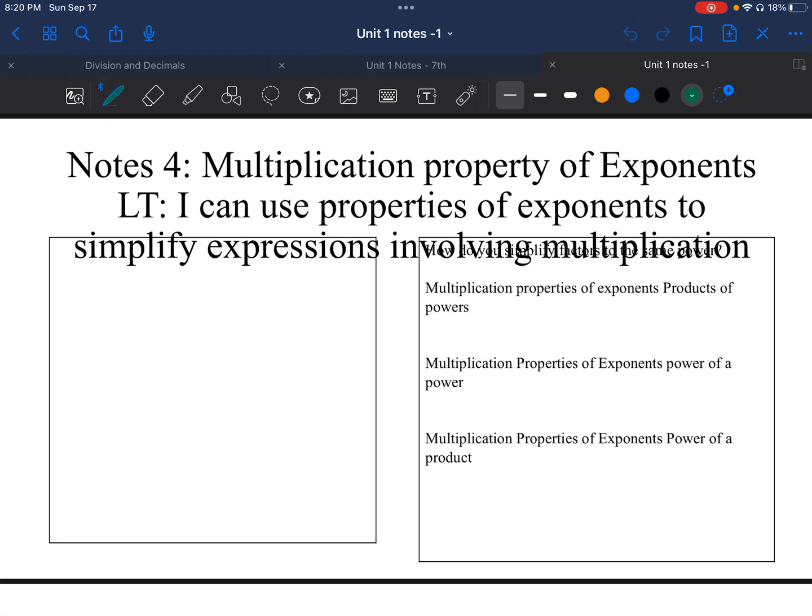We're on notes for multiplication property of exponents. The learning target of this video is I can use properties of exponents to simplify expressions involving multiplications.